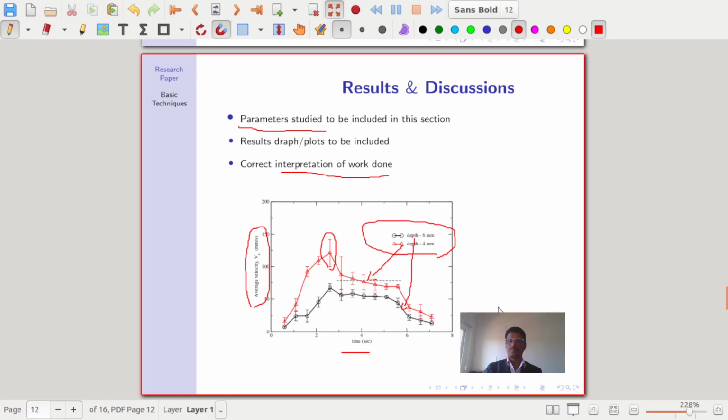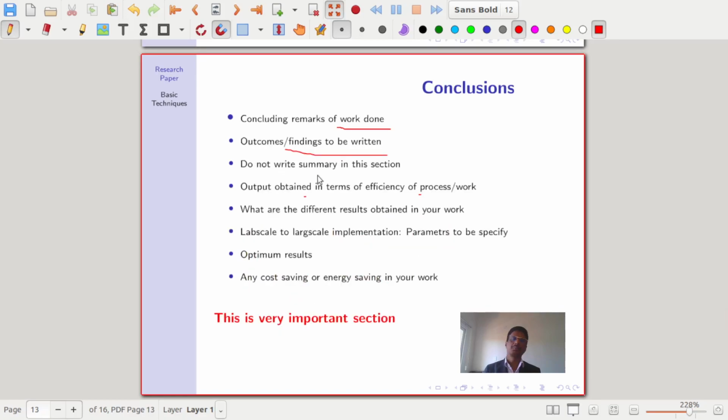Conclusions. Concluding remarks of the experimental work or simulation work carried out. Output findings. You should avoid writing a kind of summary in this section, but rather the main conclusion parts. Output obtained in terms of efficiency of the process or work carried out.